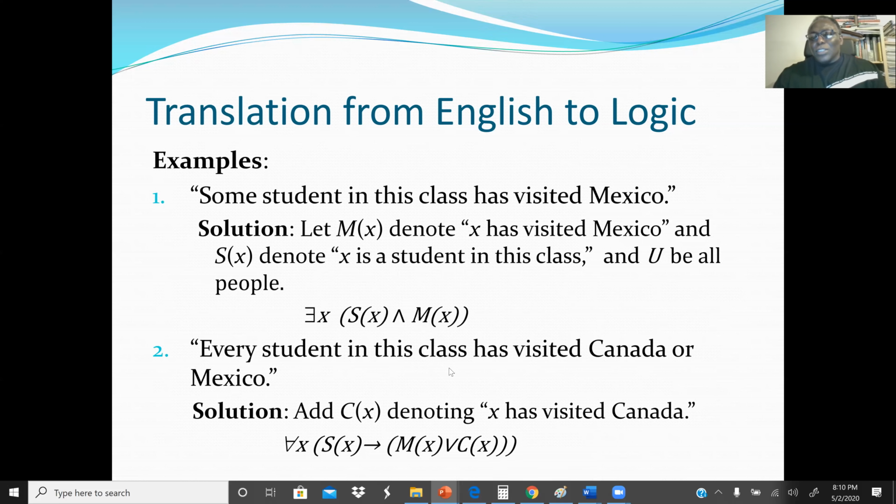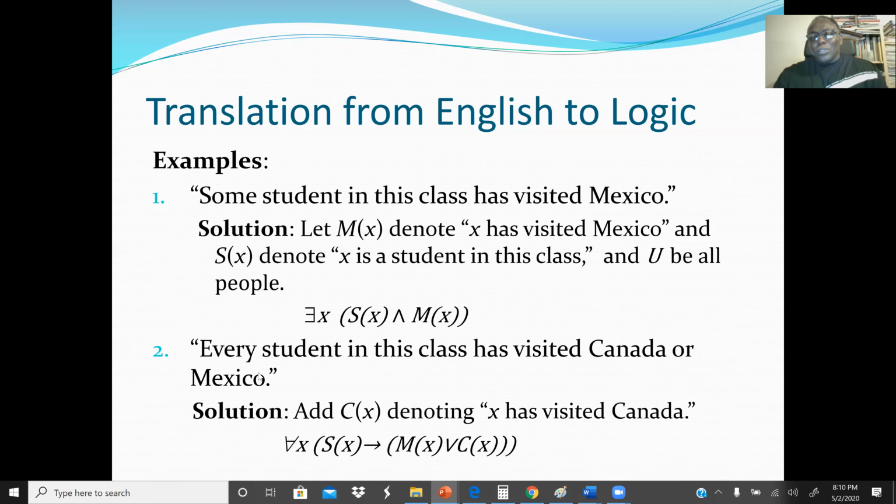Now, every student in this class has visited Canada or Mexico. Then in this case, we're going to use ∀x. But remember, you see Mexico or Canada, not AND. It's ∀ with Canada or Mexico. So we say for all students: S(x), the student is in the class, implies what? They went to Mexico or Canada.